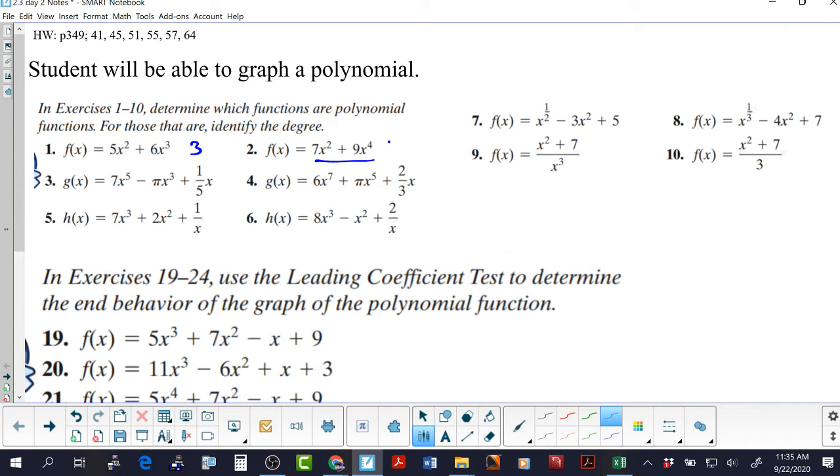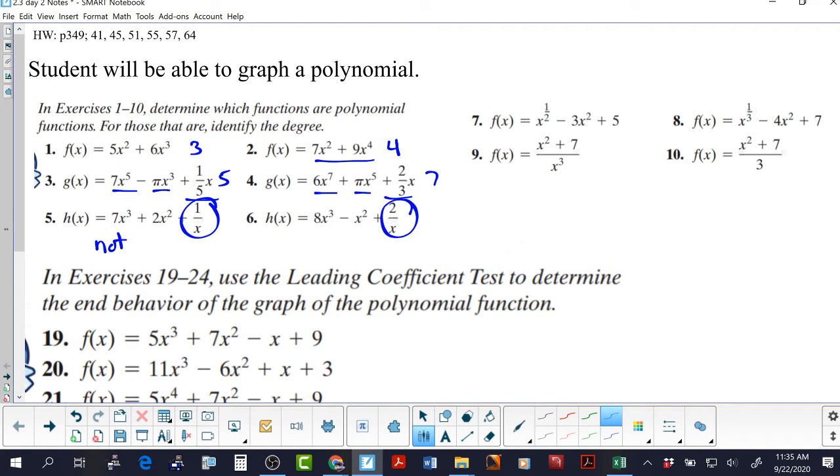Number 2, that's a polynomial. The degree is 4. There's nothing wrong with any of this. The degree is 5. Nothing wrong here. Degree is 7. We got a problem with this one. We can't have variables in the denominator. So this is not a polynomial.